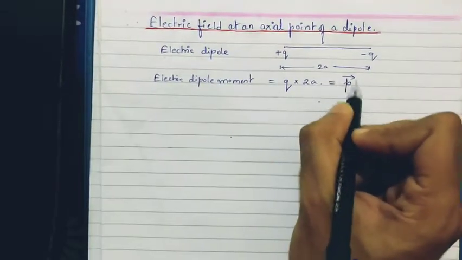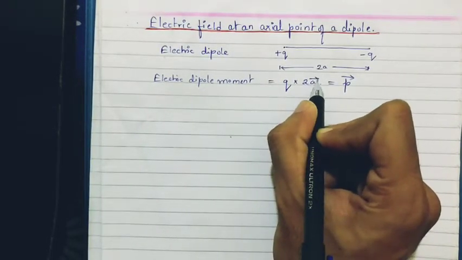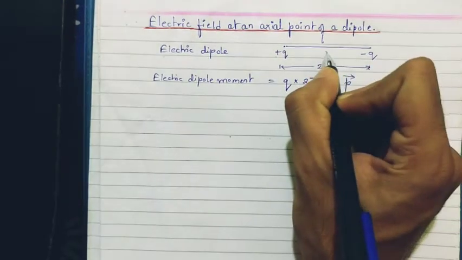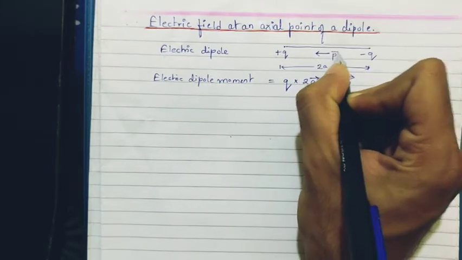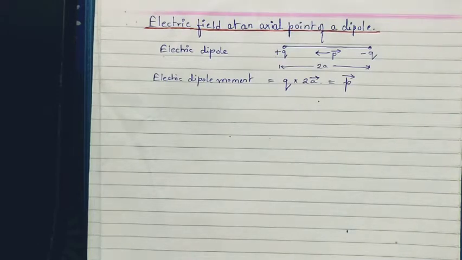Since there is a vector on one side, we have to have a vector on the other side. So we convert this distance into displacement and call it a displacement vector. So this is p, the electric dipole moment, which is always directed from minus q to plus q. The direction of p is going to be like this, from the minus q charge to the plus q charge. This is what we saw in the previous class.